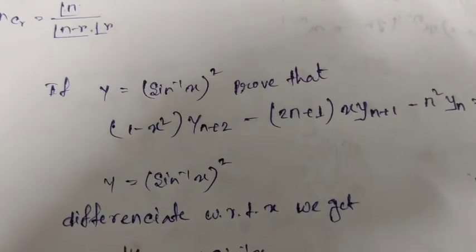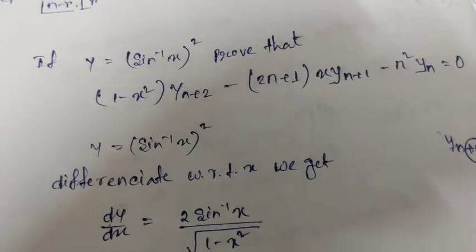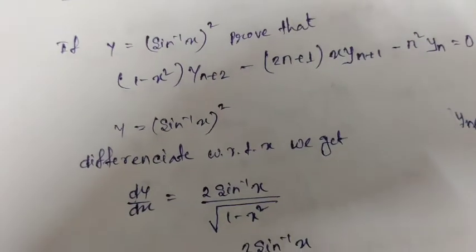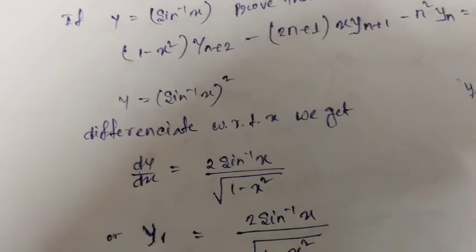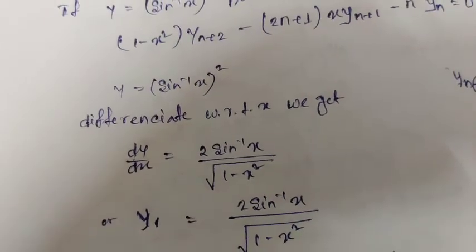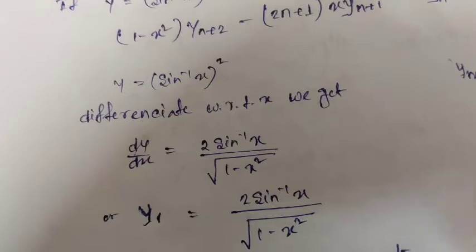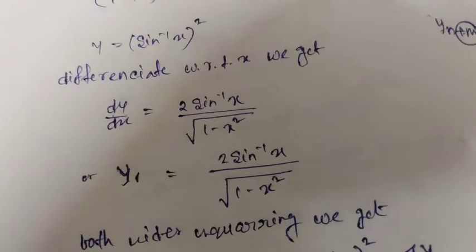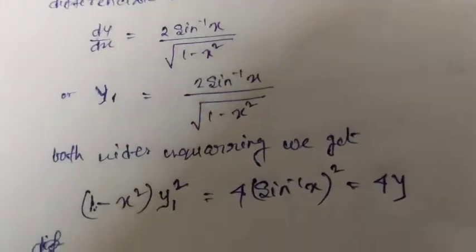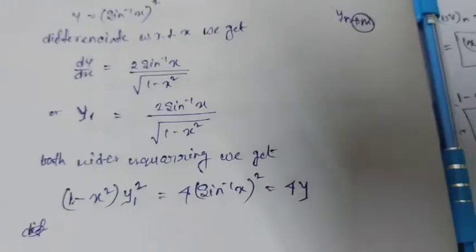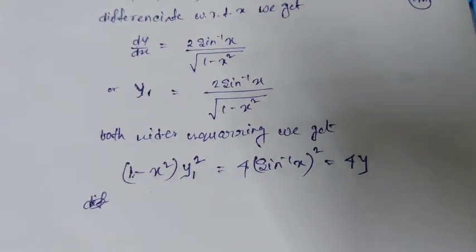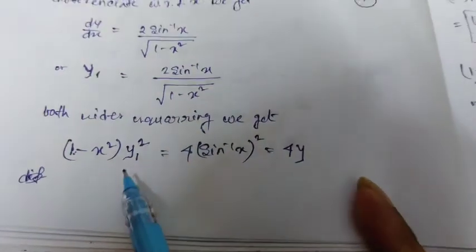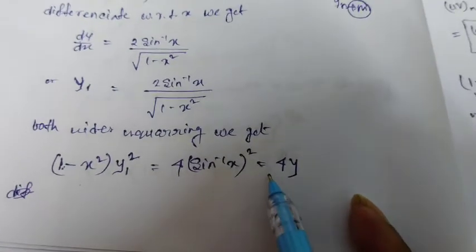Since this is y(n+2), first we have to find the second order derivative. So here we have y equal to (sine inverse x) whole square, and differentiating with respect to x, we get dy/dx equal to 2 sine inverse x divided by root over (1 minus x square), and we can write dy/dx as y1. Now if we square both sides, we get (1 minus x square) y1 square equal to 4 (sine inverse x) whole square, where (sine inverse x) whole square is y. So we get (1 minus x square) y1 square equal to 4y.